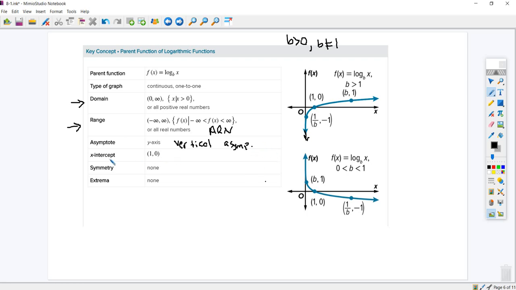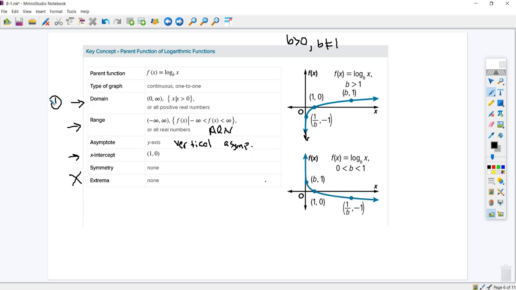Here we have x-intercept is (1, 0) for any parent function. Remember, this was the y-intercept for exponential functions. It's reversed now. Symmetry and extrema, don't worry about them, we don't have these. Symmetry, as you can see, there is no symmetry here. At least you should have another curve here, like this one, or even here, like going down or up, so that we can talk about the symmetry. So you will never have any symmetry either on exponential or logarithmic functions, even extrema. So these are not that important.